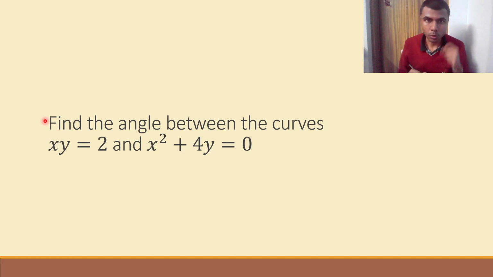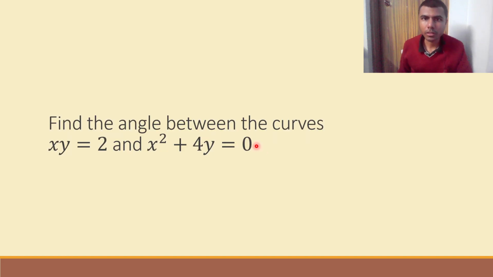Now let us see how to solve this given question. Here we need to find out the angle between the curves xy equal to 2 and x square plus 4y equal to 0. Okay, now let us see how to do it. First, to find the angle between the curves, I need to find the point or points at which the curves intersect. At that point I'm going to find the angle. Fine, does that make sense?